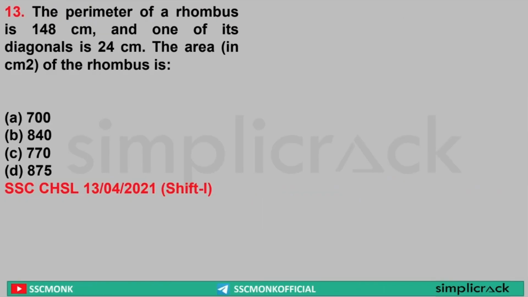Next. The perimeter of a rhombus is 148 centimeter. If one of its diagonal is 24 centimeter, then the area is what? So perimeter of rhombus is equal to what? 148. So each side is equal to 148 by 4. That is equal to 37 centimeter, one side.